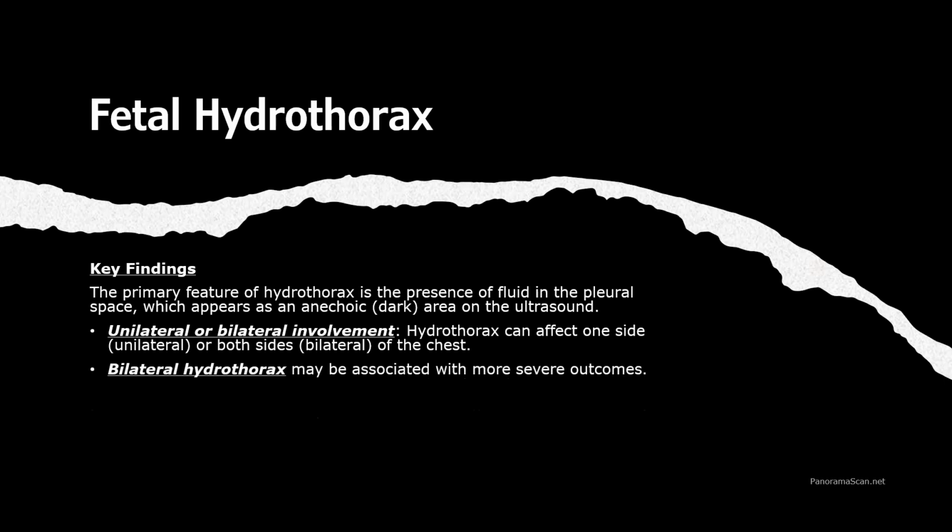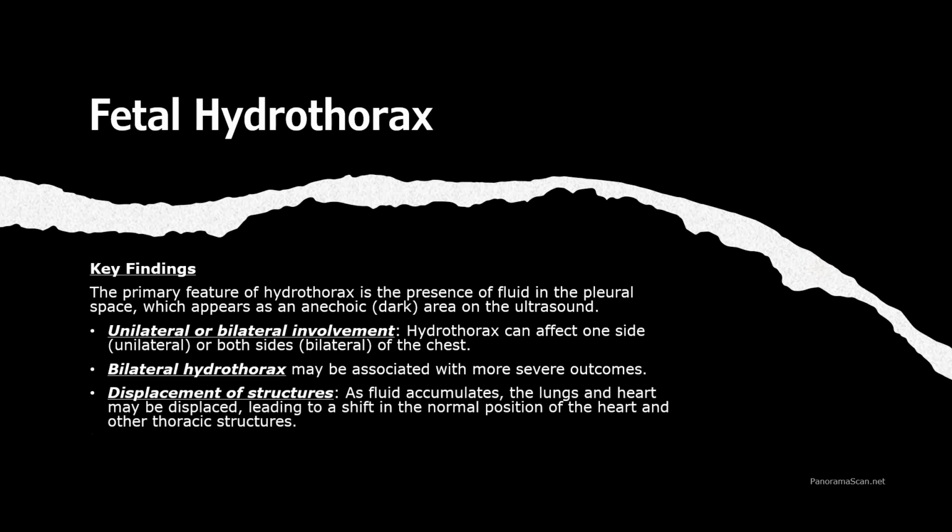Hydrothorax can involve one side of the chest, unilateral hydrothorax, or both sides, which is called bilateral hydrothorax. Bilateral involvement tends to be more concerning and may be associated with more severe outcomes due to the increased fluid accumulation. As the fluid accumulates, it can cause displacement of the thoracic structures. This means that the lungs and heart may be pushed out of their normal position to the opposite side, which can further impact fetal development and fetal well-being after birth.